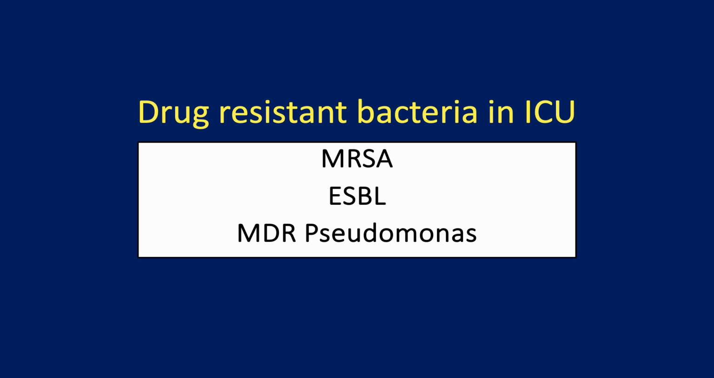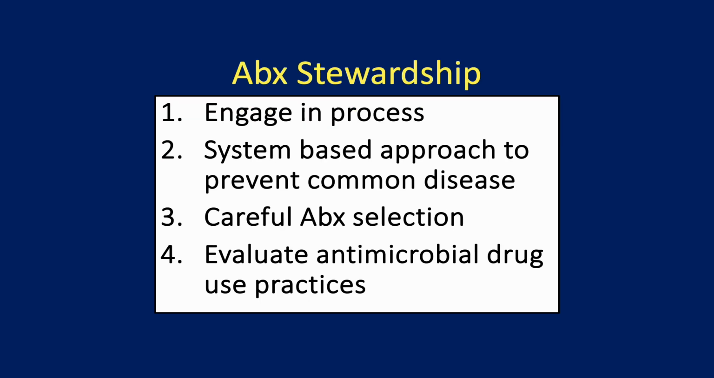Examples of drug resistance in ICU include methicillin-resistant Staphylococcus aureus, or MRSA, and extended spectrum beta-lactamases, or ESBL, which are produced by E. coli and Klebsiella, which leads to resistance to many antibiotics, including penicillin and cephalosporins, but also multi-drug resistant Pseudomonas. And finally, in order to reduce antibiotic resistance, antibiotic stewardship is essential. The key foundations are the following. Engage in the process. A system-based approach is essential to prevent common disease. Careful antibiotic selection, and evaluate antimicrobial drug use practices.